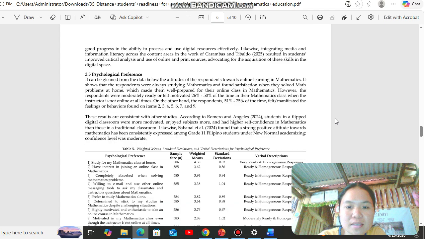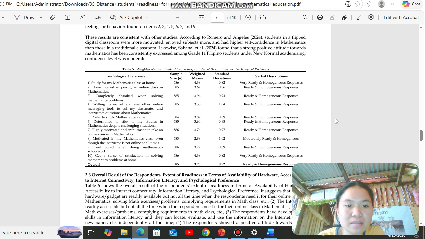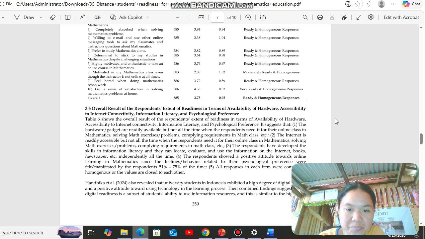Next is the psychological preference. The highest weighted mean for this one is 4.38. So we have two. First is to study for my mathematics class at home, and get a sense of satisfaction involving mathematics problems at home. So most of the respondents prefer doing their tasks at home.